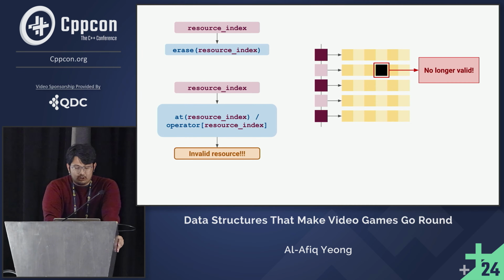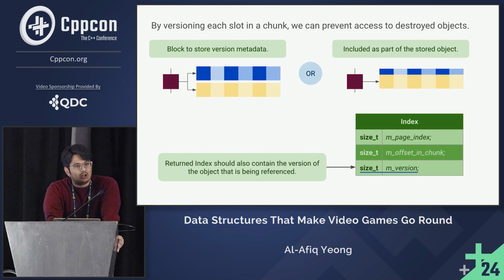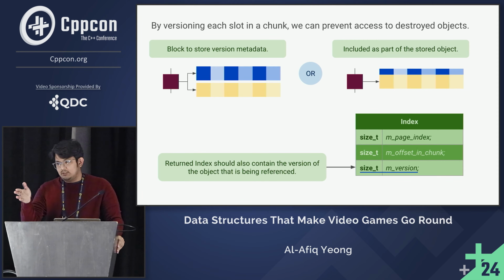To remedy this problem, we introduce versioning into our container. You could have a separate block of memory to store all of the version metadata, or it could be part of the stored object, right? And the basic idea is that you want to prevent access to destroyed resources. So in our index, we add another member variable, mVersion. It doesn't need to be a size_t. It can be a smaller size, but for the sake of example, I've included a size_t.